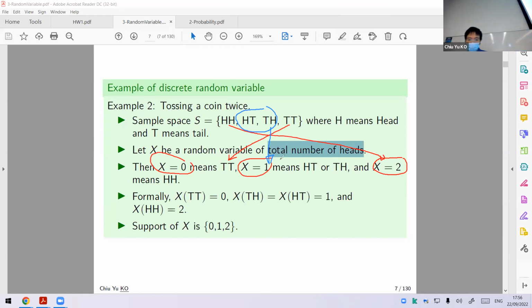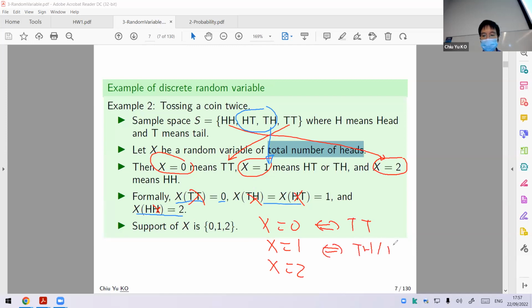And a random variable, formally, we just say it's a function. So this is 1, this is 0, and this is 1, and this is 2. And very often, because we are lazy, we will usually just say, we don't forget about this, we will just say X equal to 0, X equal to 1, and X equal to 2. We just don't write what is inside. But you know, this is saying this is T and T, this is saying TH or HT, and this is just head.